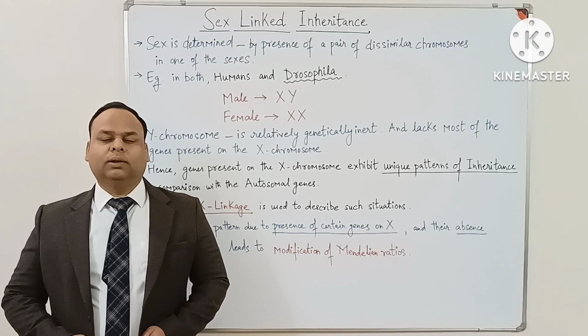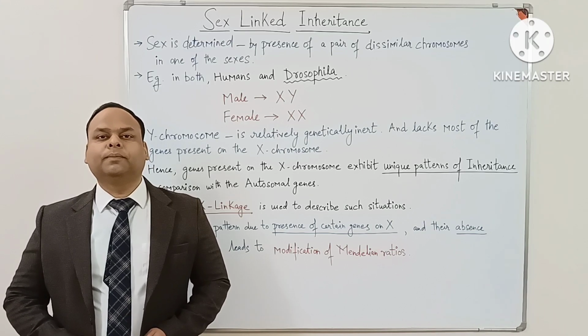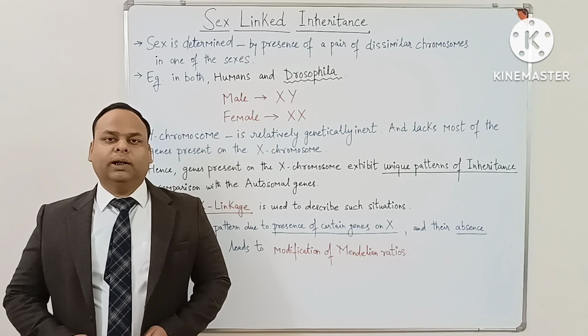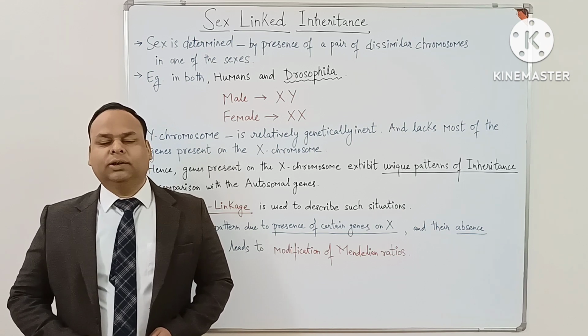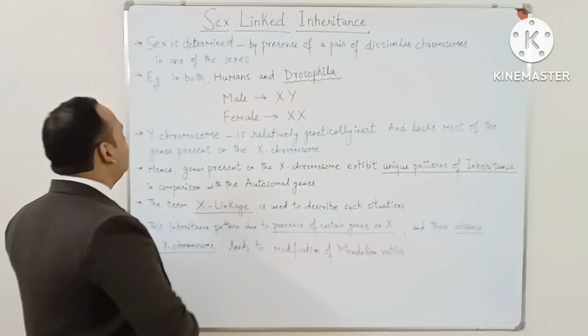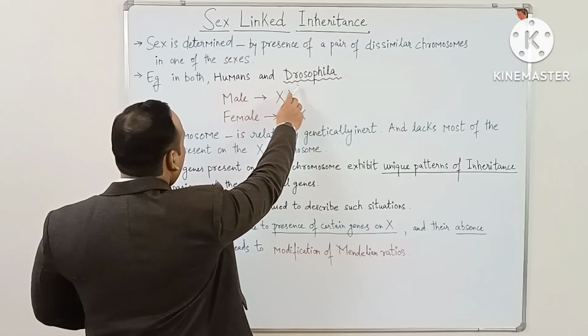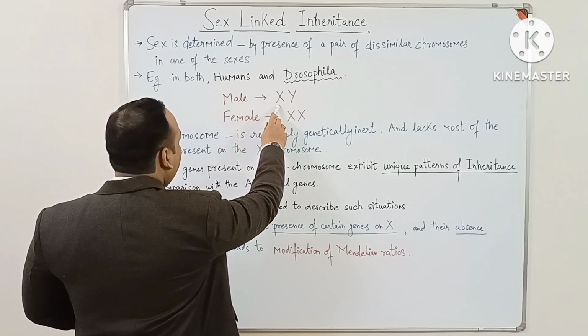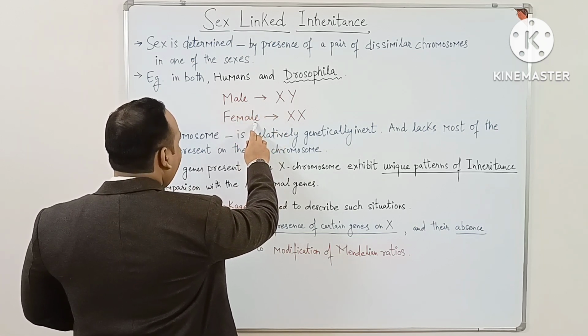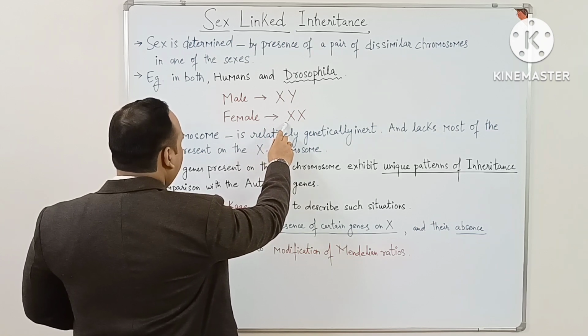Moving to the topic sex-linked inheritance. Sex is determined by the presence of a pair of dissimilar chromosomes in one of the sexes. For example, in both humans and Drosophila, the male consists of a pair of X and Y chromosomes, whereas female consists of a pair of two X chromosomes.